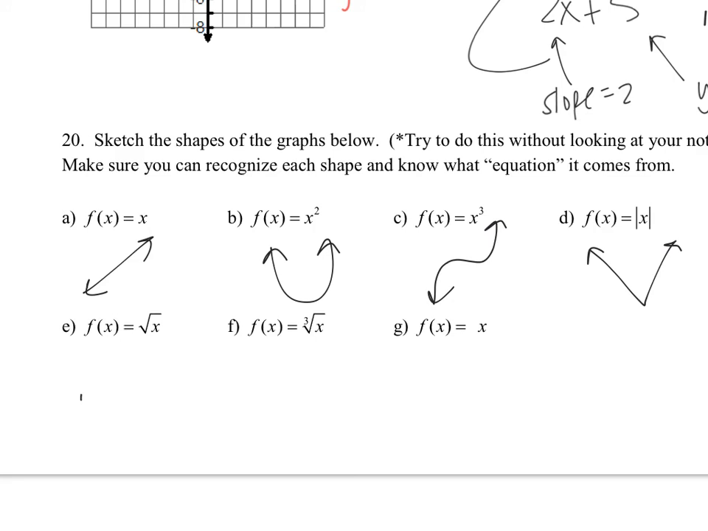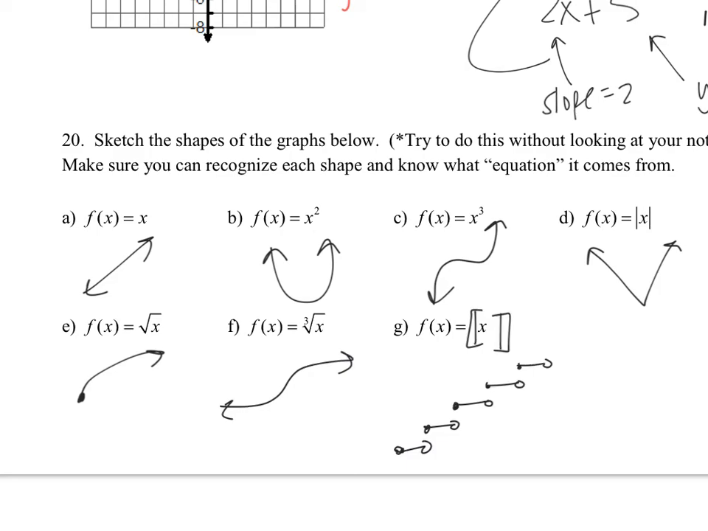Square root graph, that, my friends, is the sprinkler, only goes in one direction. The cube root is very similar to the cube, except it's sideways. And this is supposed to be the step function. My bad about that symbol. Remember, closed circle, open, closed circle, open, closed circle, open, and it continues forever, and they look like steps. Okay?